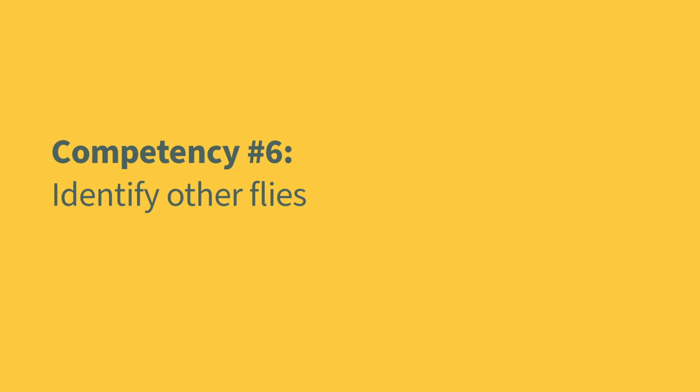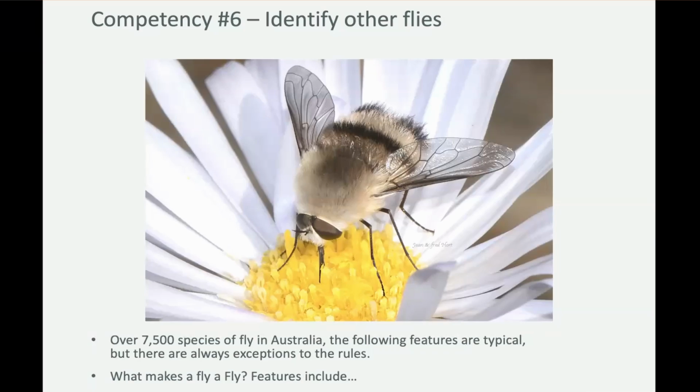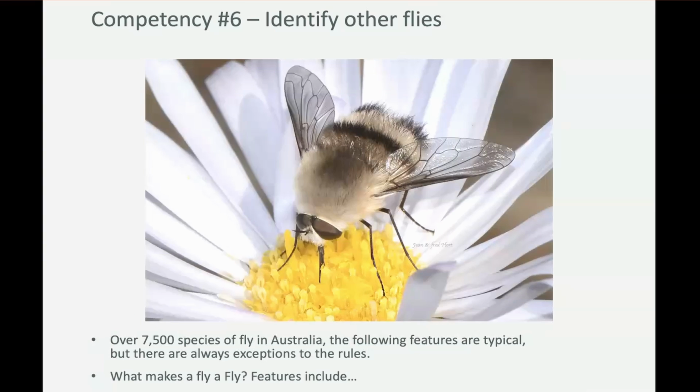Competency 6, identify the other flies. So there's over 7,500 species of fly in Australia, and they're all always annoying us, aren't they? Of those 7,500 species of fly in Australia, the following are typical, except there are always exceptions, because there's always exceptions to the rule. This is a bee fly, by the way, and you might look at that and think, that's a bee, it's not a fly. But look at those eyes and look at those antennae and those skinny, skinny legs. So it's not a bee.